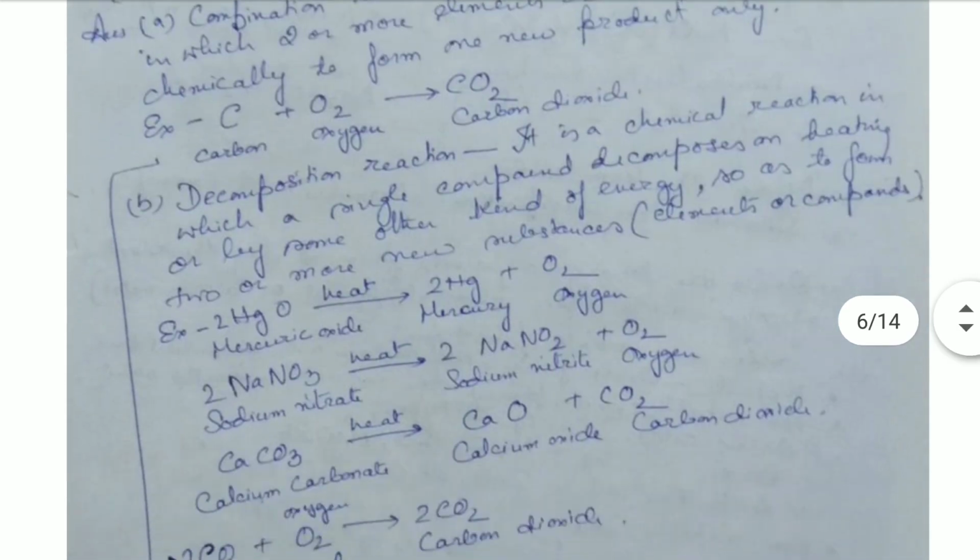Now example: mercury oxide absorbs heat to form mercury and oxygen. 2HgO, heat breaks this mercury oxide into mercury and oxygen. Then sodium nitrate also absorbs heat to form sodium nitrite and oxygen. Even calcium carbonate absorbs heat to form calcium oxide and carbon dioxide. In the first case, two elements are formed. In the second case, one compound and one element. And in the third case, calcium carbonate, two compounds are formed, calcium oxide and carbon dioxide.